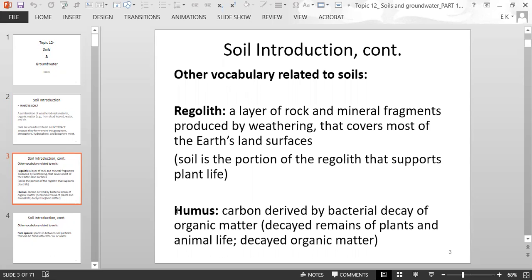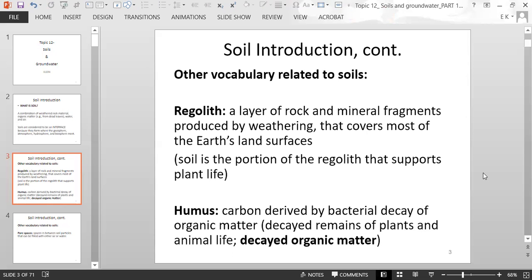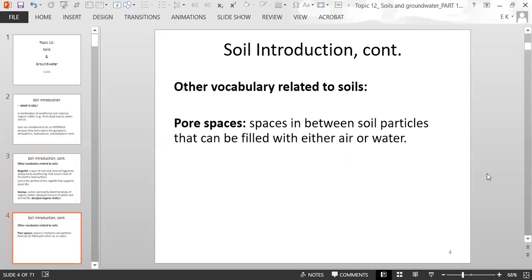Then we have the word humus, and that's carbon derived by bacterial decay of organic matter. And again, organic matter is decayed remains of plants and animals, or decayed organic matter is humus. So humus is also decayed organic matter. And then we have the term pore spaces. Those are spaces in between soil particles that can be filled with either air or water.